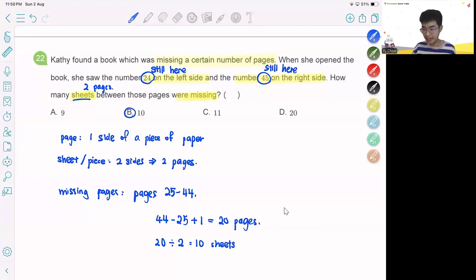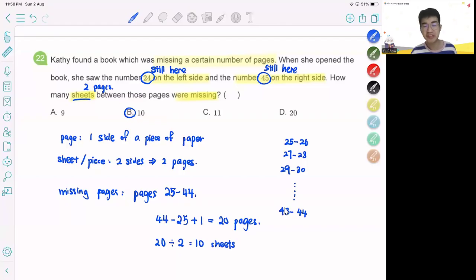If you want to list out, that will be 25 to 26, 27 to 28, 29 to 30. Okay, you can keep on listing. The last sheet will be pages 43 to 44. All right, so hopefully this question is helpful to identify the difference between pages and sheets.